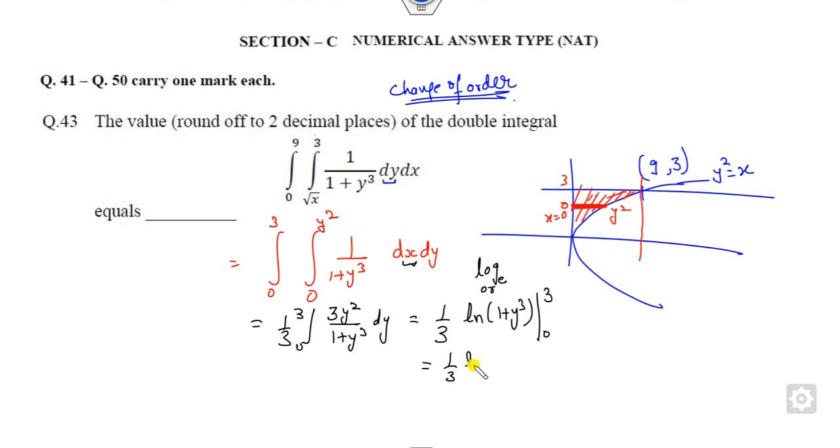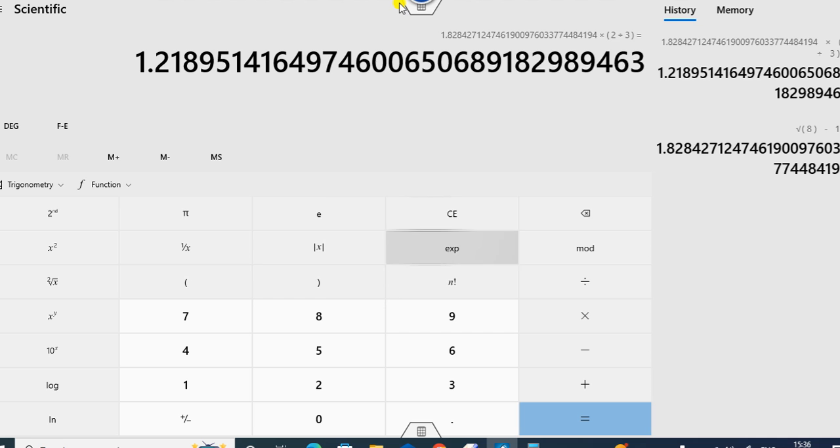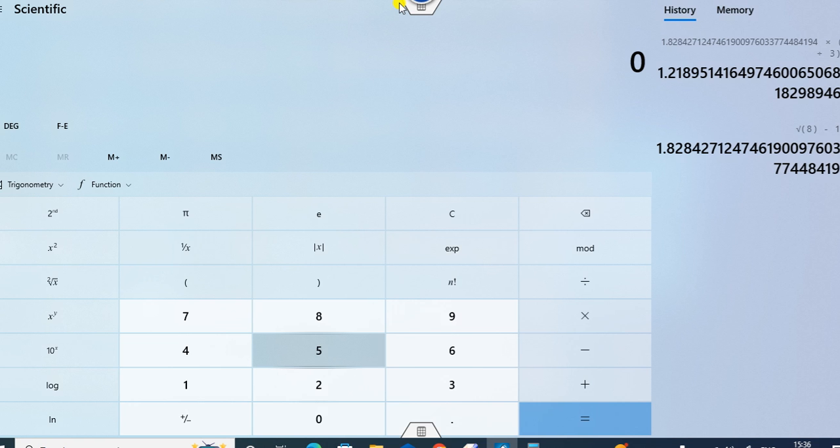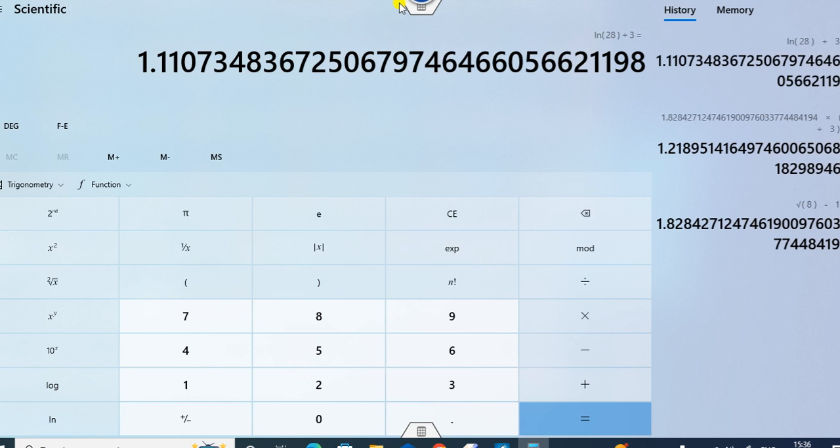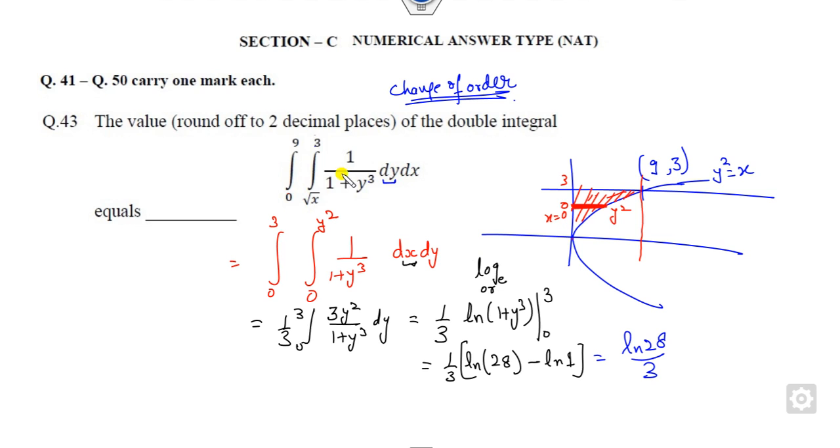So this is ln of 28 minus ln 1 which is 0. So the answer is ln 28 divided by 3. So you can calculate this value. I can use the calculator: ln of 28 divided by 3. So the right answer is 1.110, but we need up to 2 decimal places, so 1.11 is the correct answer.